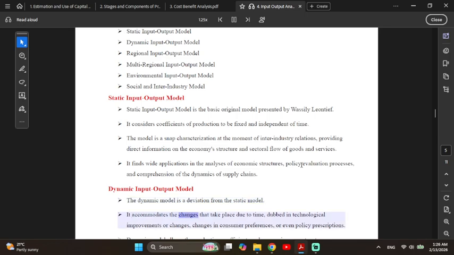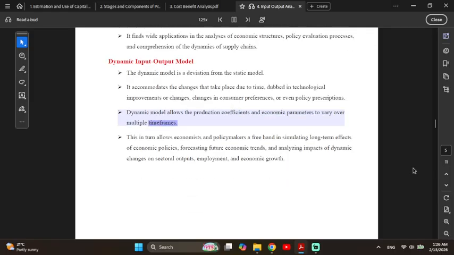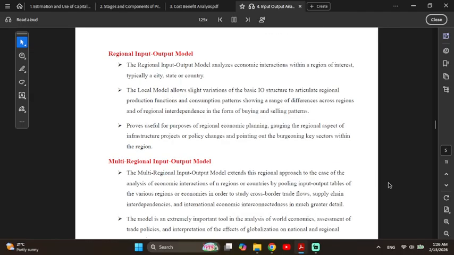Dynamic input-output model. The dynamic model is a deviation from the static model. It accommodates the changes that take place over time, such as technological improvements, changes in consumer preferences, or even policy prescriptions. The dynamic model allows the production coefficients and economic parameters to vary over multiple time frames. This in turn allows economists and policy makers to simulate long-term effects of economic policies, forecast future economic trends, and analyze impacts of dynamic changes on sectoral outputs, employment, and economic growth.